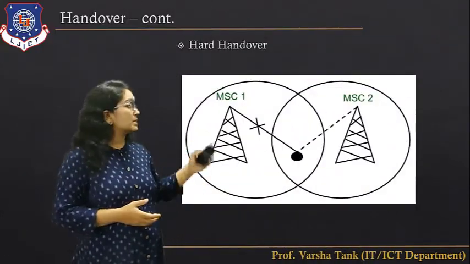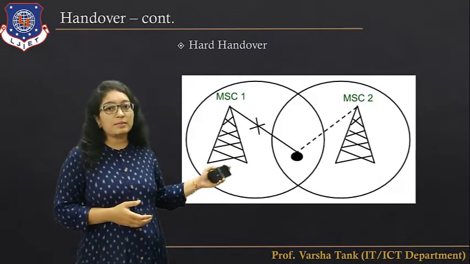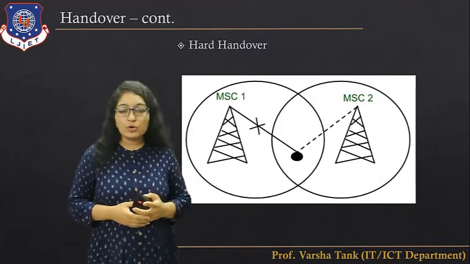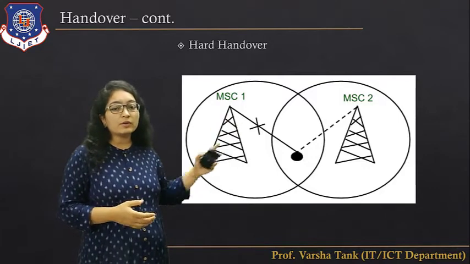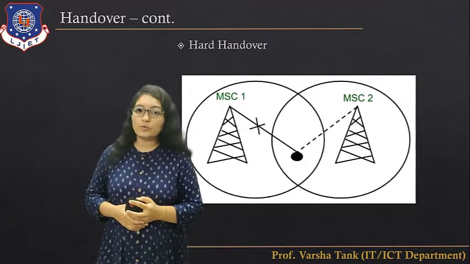Here you can see an example of the hard handover. If the device moves from MSC1 to MSC2, then the link to that particular device will be broken first, and then it will establish the new link to the new base station.